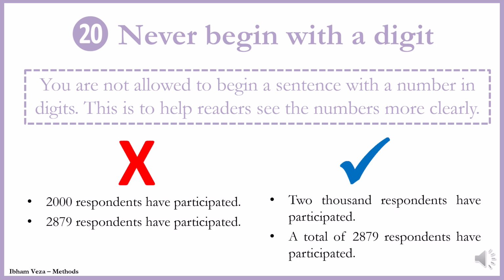20. Never start a sentence with a digit. Always avoid starting a sentence with a number in digits. It disrupts readability and can confuse your readers. Wrong: "2,879 respondents have participated." Correct: "A total of 2,879 respondents have participated." If needed, rephrase the sentence to introduce numbers naturally while maintaining clarity.